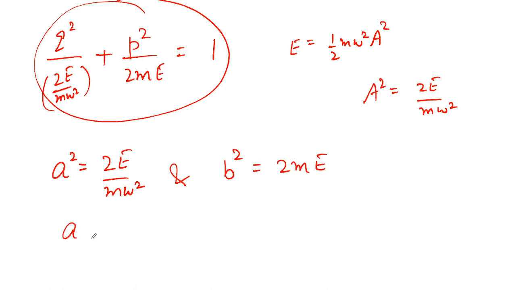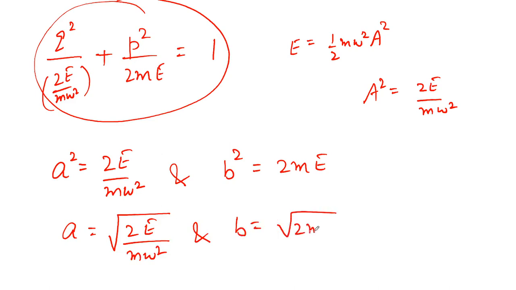And from that we can calculate these two axes of the ellipse: a comes out to be the square root of 2E over mω², and b comes out to be equal to the square root of 2mE. And from that we can find the area of this ellipse.